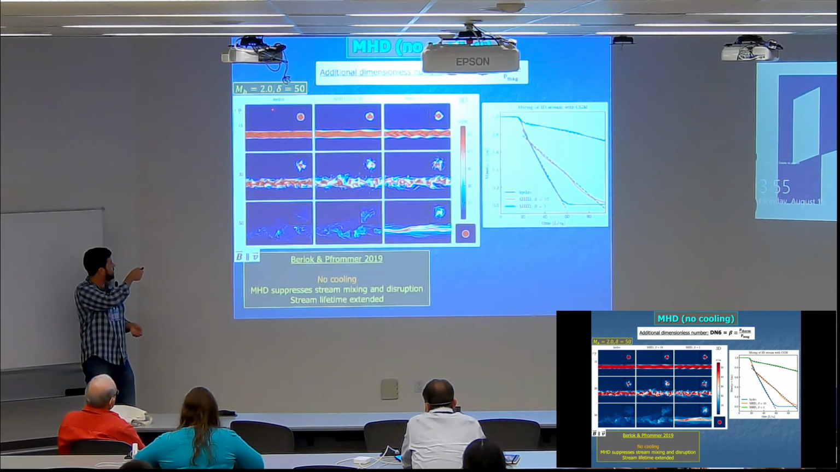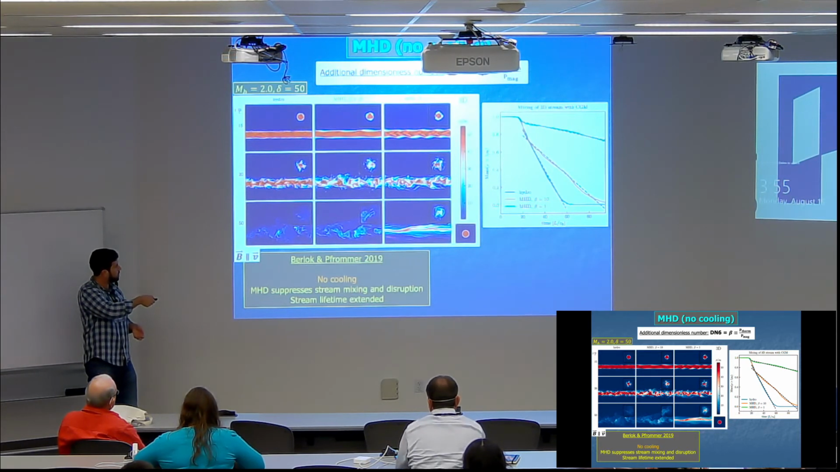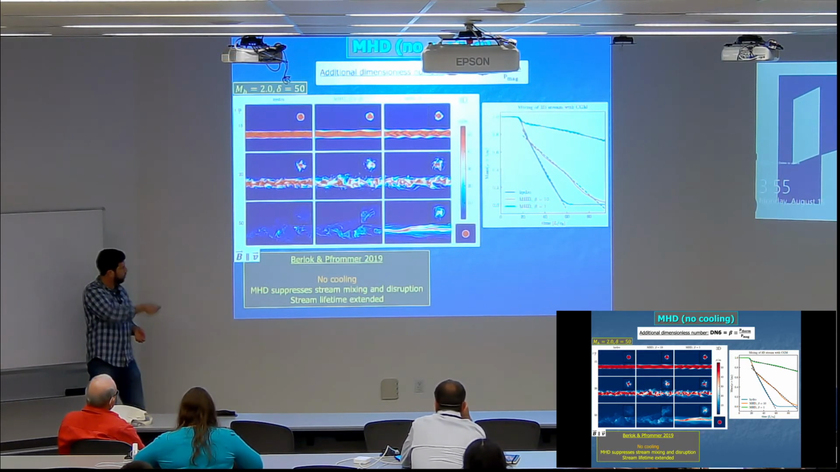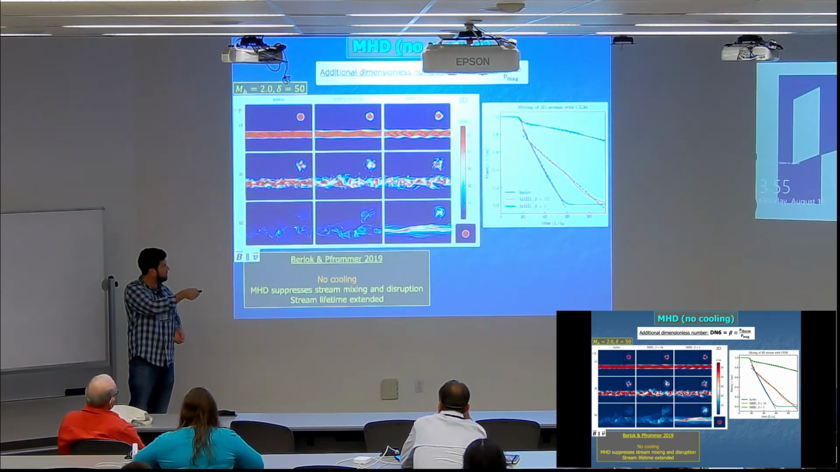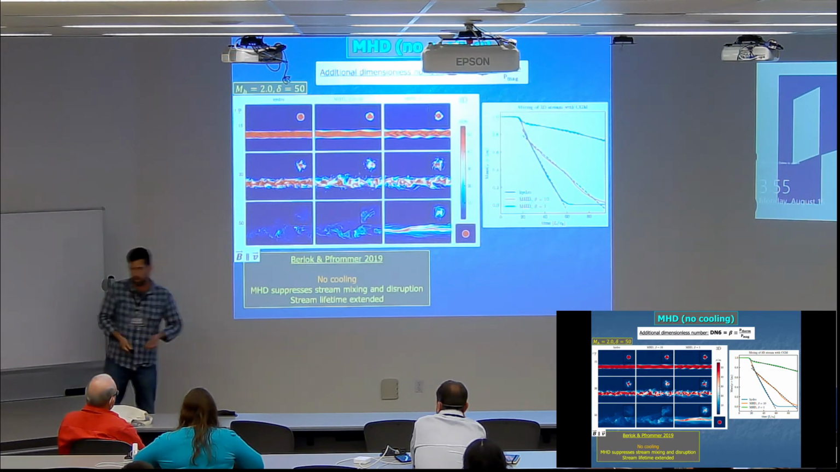suppresses disruption of the stream and extends the lifetime of the stream. And you can see here a pure hydro simulation with plasma beta of 10 and plasma beta of like 1, and you can see how with the strong magnetic field you really suppress the mixing. If you look at the dense mass as a function of time, this is the pure hydro simulation where the dense mass just drops like a rock, plasma beta of 10, plasma beta of 1.